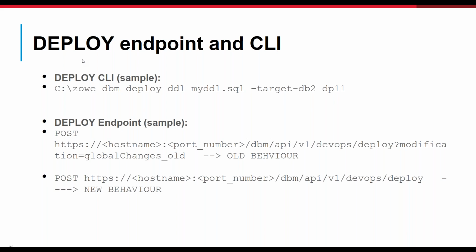We will be making the POST request with the host name and port number followed by the other parameters. The one thing to be noted over here is the modification parameter that I have just told you, GLOBAL_CHANGES_OLD, that's the old behavior. The new behavior is going to be taken care of by default. In other words, in case you want the old behavior, yes, you might want to specify that. But in case you want the new behavior, you can simply remove that so that the new behavior will be considered, right? And that's the same behavior even for compare as well.